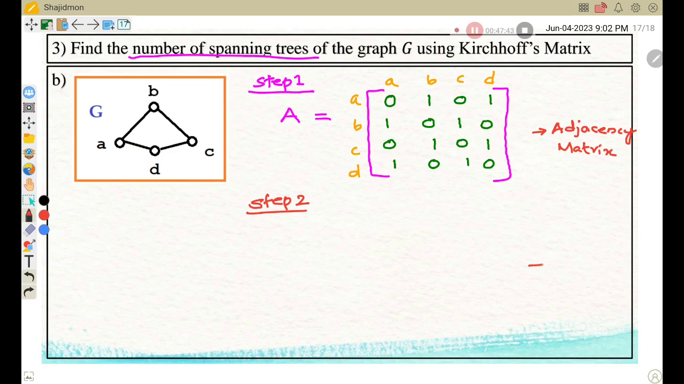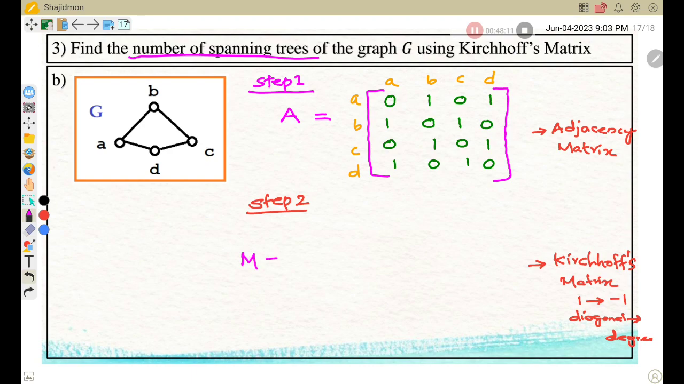Now, second step: we need to calculate Kirchhoff's matrix, correct? Kirchhoff's matrix we write from the adjacency matrix. For that, we need to replace 1 by minus 1, and the diagonal numbers we need to replace by the degree of the corresponding vertex. Okay, so let me go.